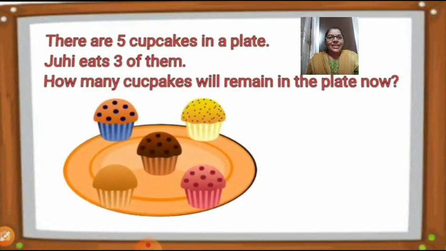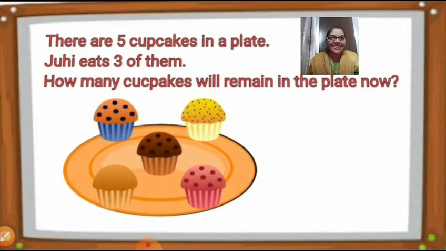Now here there are 5 cupcakes in a plate. Can you all see? There are total 5 cupcakes in the plate. And Juhi eats 3 of them. So how many cupcakes will remain in the plate now? Yes, 3. 5 minus 3 is, what is the correct answer children? If you remove 3 from 5, then the answer will be 2.